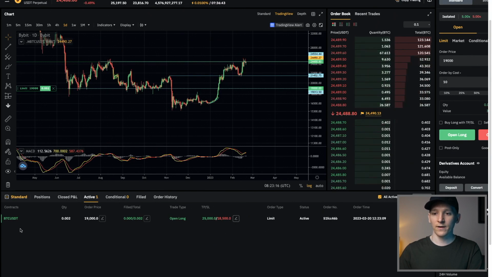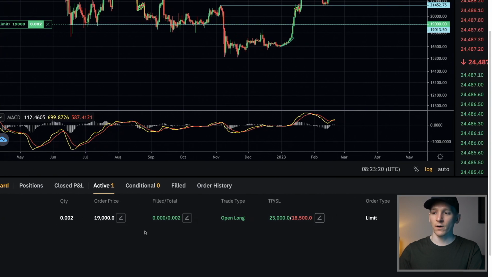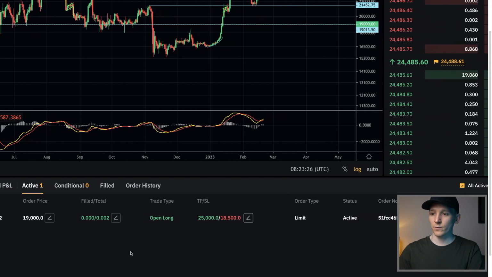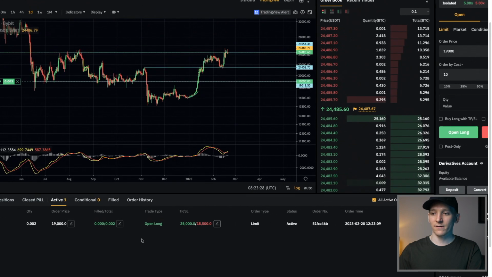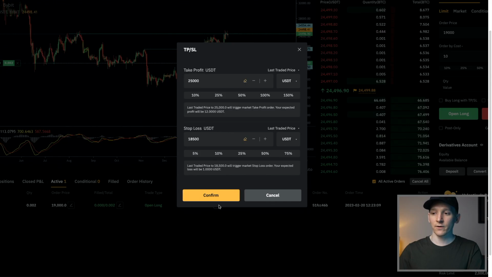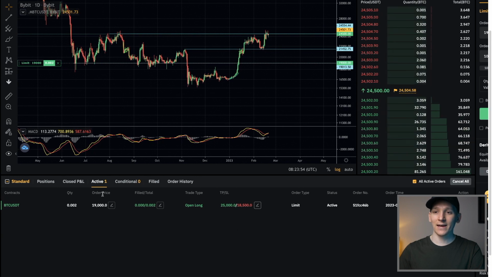Now down here, you can see our active orders on the screen. So what we have is our limit buy order in Bitcoin. We can see the quantity and the order price. You can click on these pencil icons to change this as you want. I'm just going to click yes on that because we don't want to change it. We can see that it's a long order, and we have our take profit and stop loss here as well that you can put in and edit if you want to. You can also see the limit order on screen as well. So this is actually on the chart. You can see this as well.